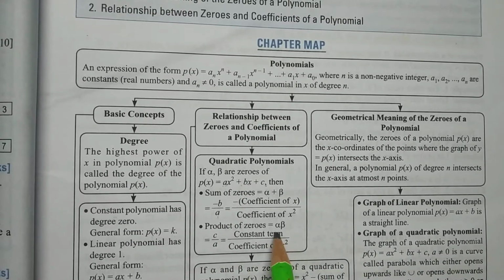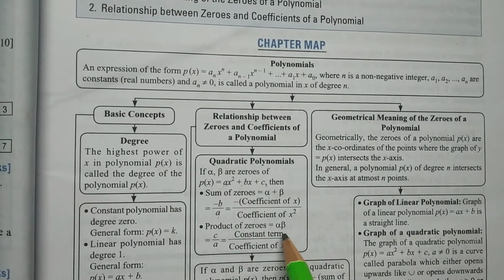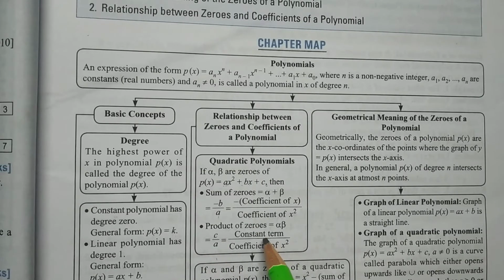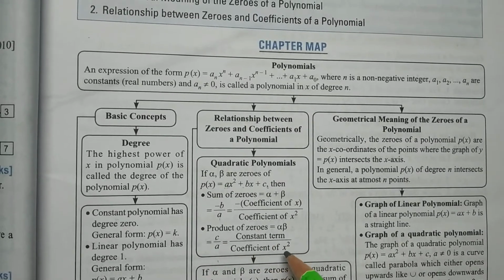Now the product of zeros: if the zeros are alpha and beta, then alpha into beta is equal to c/a. That means the constant term divided by the coefficient of x^2.